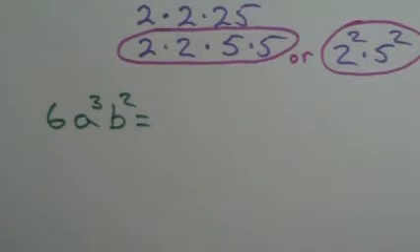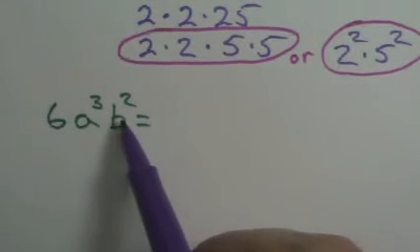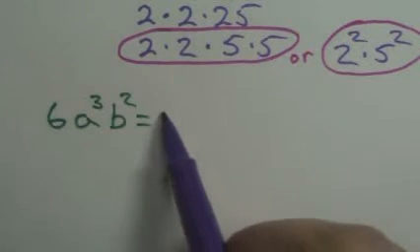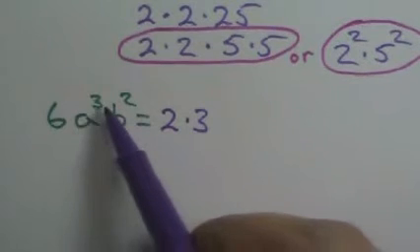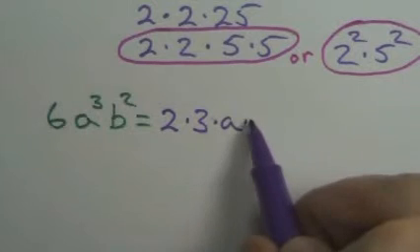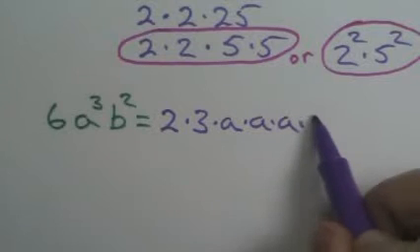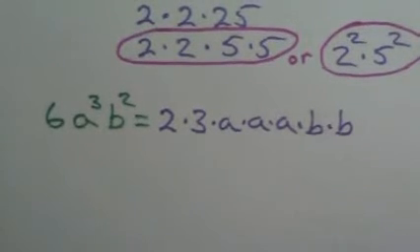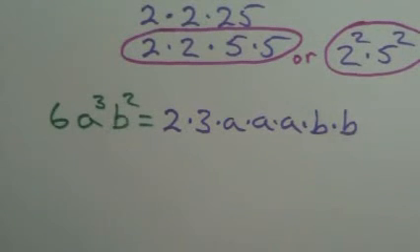All right, here's our last example. And this time we have variables involved. So we have 6a to the third b squared. Well, 6 is 2 times 3. And a, well, again, these are not numbers, but I need to break them apart. So this would be a times a times a, there's 3 of them. And for the b's, b times b. So you see, I broke this all down into factors. And that's it.